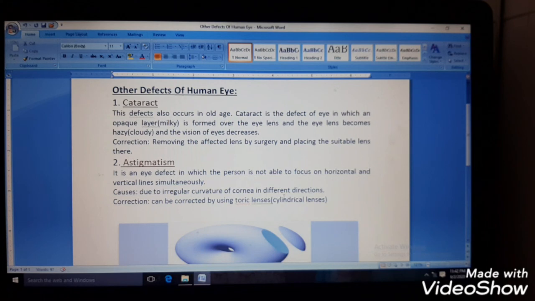So when the curvature becomes different in different directions, there is a defect in the cornea. The cornea is not proper, the lens or the curve shape is not proper. That is why the person is unable to see horizontal or vertical lines simultaneously. So in this case we use a different kind of lens, which we call toric lenses, or cylindrical lenses. And what kind of lens is that? It is shown here actually.